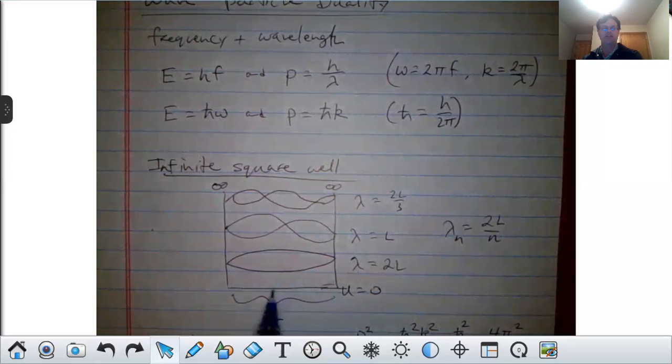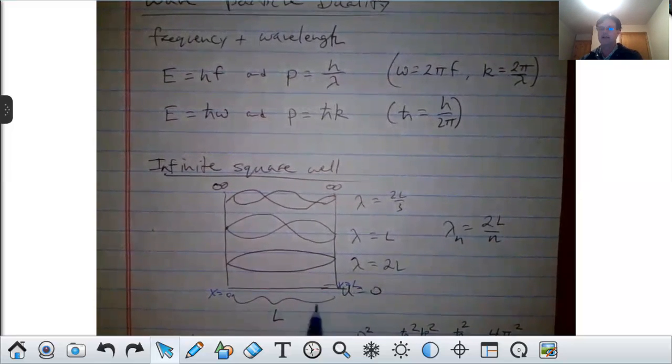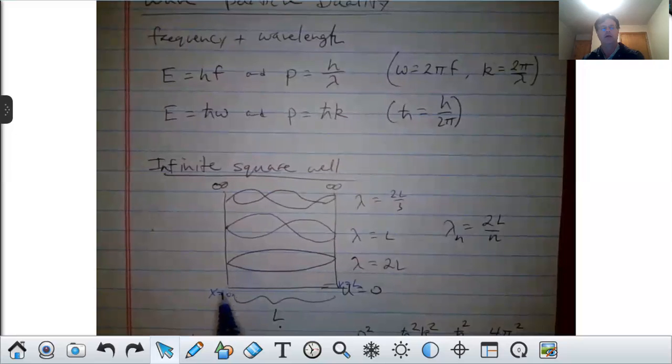Inside the well, in the range x equals 0 to x equals L, so the length of the well is L. We're dealing with a one-dimensional problem here. You could do this in 3 dimensions too, but we'll keep it simple with 1 dimension.